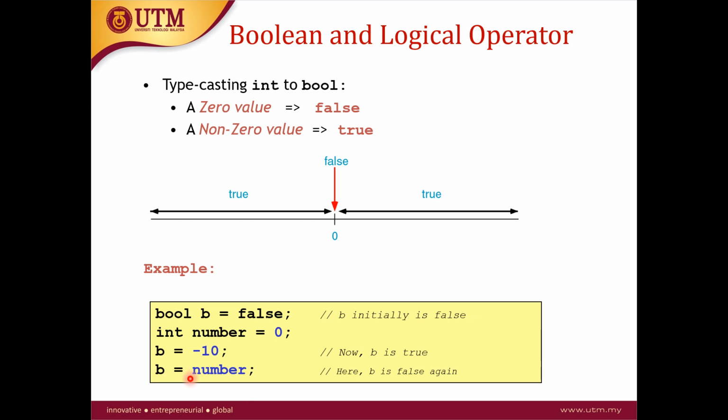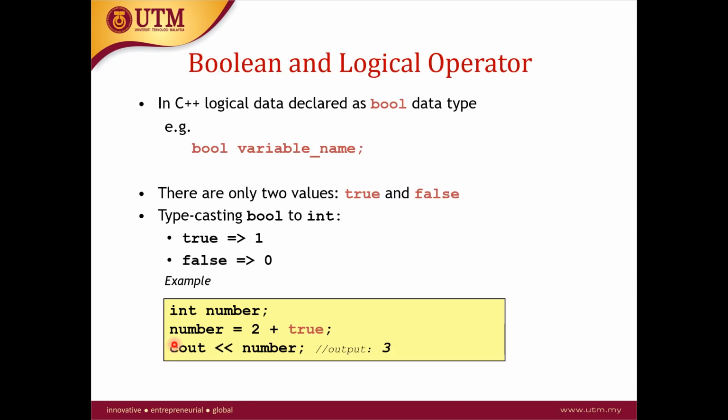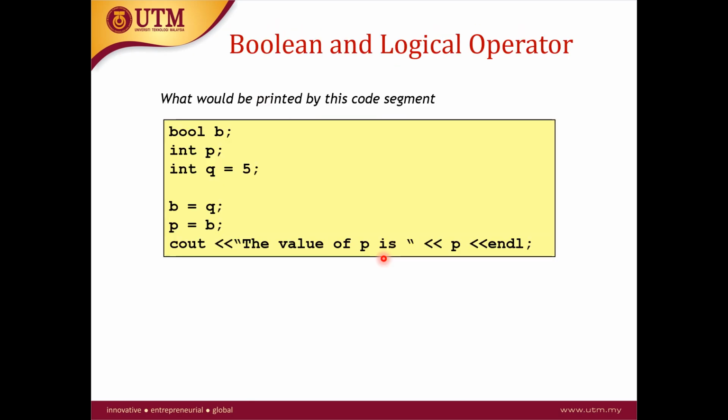So this is the Boolean and logical operator, which can hold only two values. The data type is bool, and then we name the variable. Whenever it is true, that means it's logic 1. Whenever it is false, that means it is logic 0.